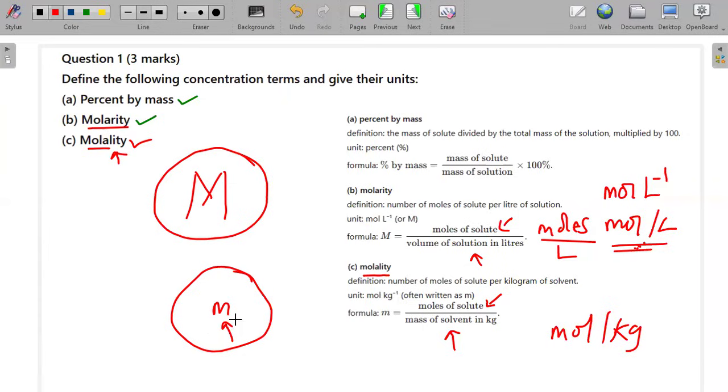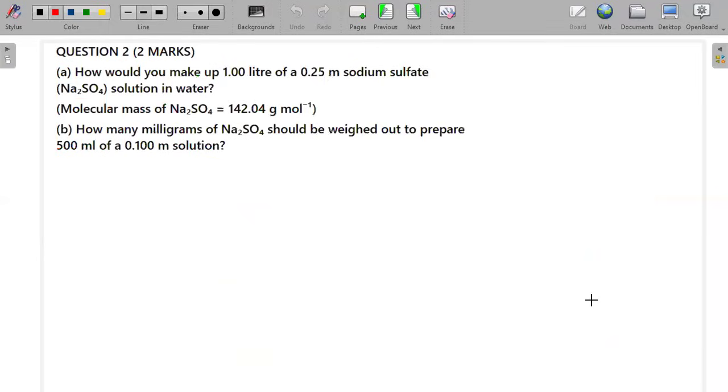All right, any questions, guys, on what I've explained so far on these definitions? Any questions or clarifications? Okay, if there are no questions, let's move on to part 2.